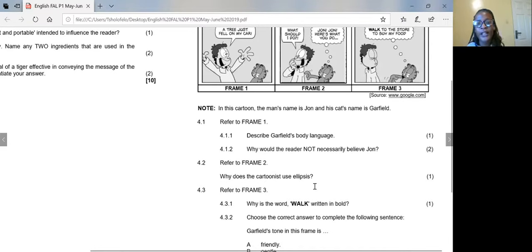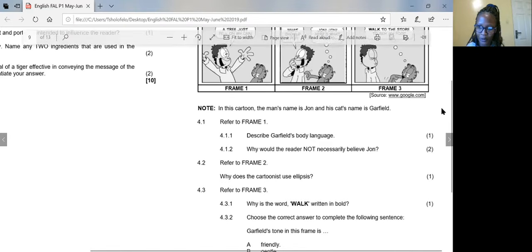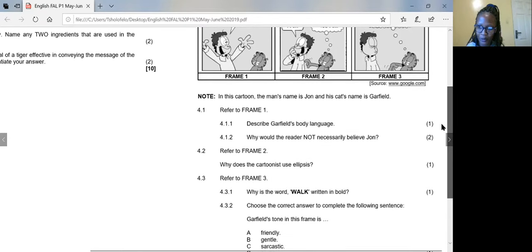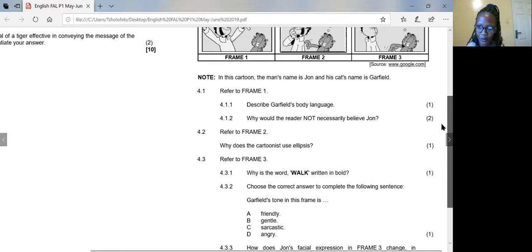Now in frame 2, they say, why does the cartoon use ellipses? Again, when I unpacked the cartoon for you, I gave out the answer. Ellipses are used to indicate that the idea or the sentence is incomplete, or you can say Garfield is not done. This time, we're not going to say Garfield is not done talking, but we'll say Garfield is not done thinking, because this is a thought bubble, not a speech bubble. I hope now you really understand how to answer questions based on visual literacy cartoons. Now let us move to 4.3.